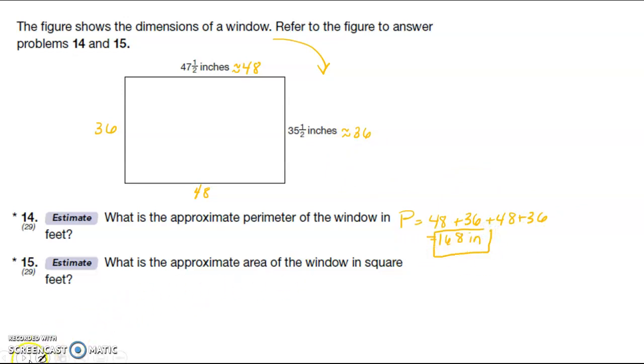Okay, and then for area, we know that the area of a rectangle is length times width. So that's going to be 36 times 48, which I put into my calculator. I get 1728 inches squared.